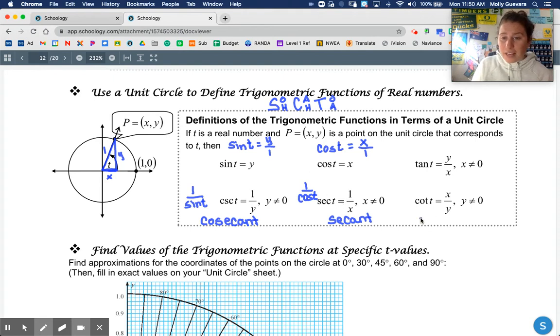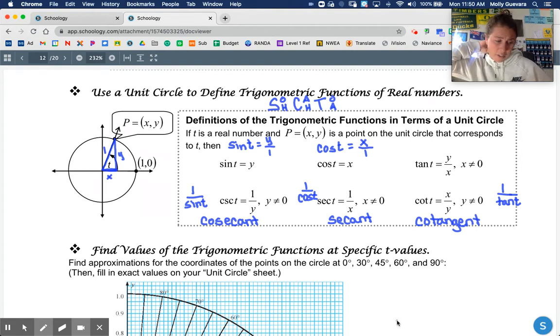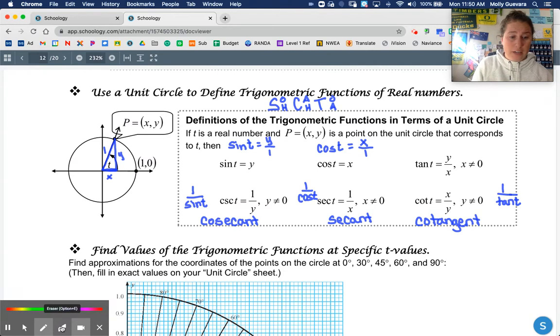And then the last one is cotangent, which is the reciprocal of tangent. So if tangent is y over x, then cotangent is x over y. And so that is just the reciprocal of tangent. So those three are new, but they're just the reciprocals. So hopefully nothing too crazy going on here. Okay. If you have questions on this, just make sure that you reach out and let me know.